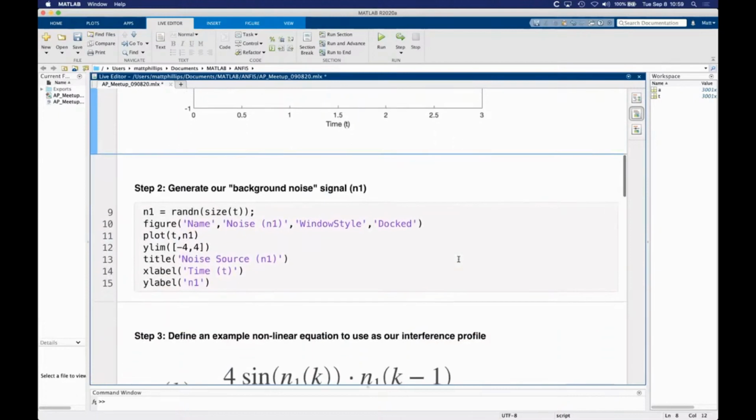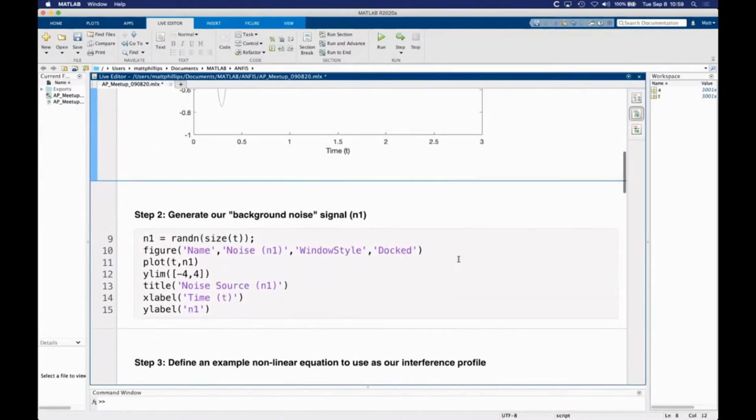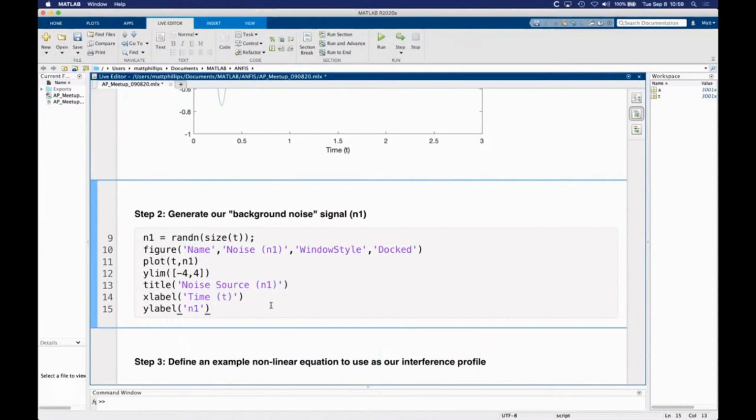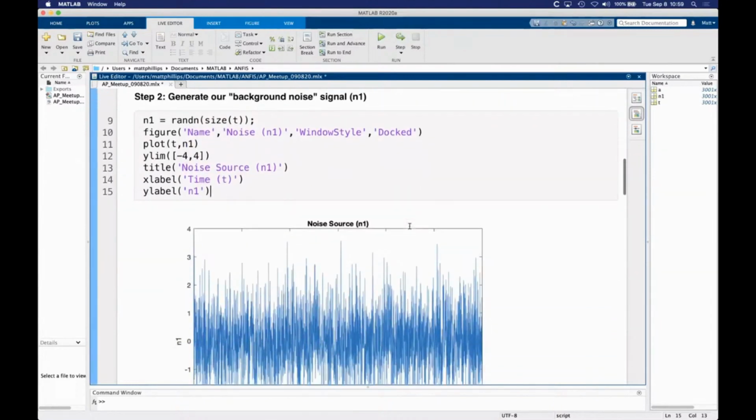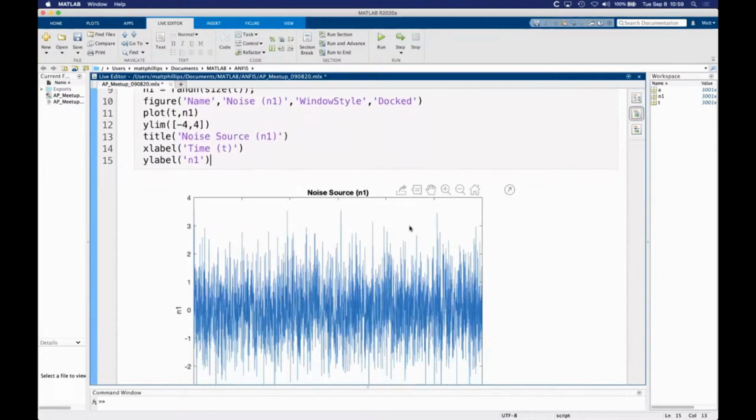And of course, because we're in the real world, we're going to need some background noise. There's always noise involved when working with signals. So in this case, we're going to generate some random noise for the duration of the signal that we have here. If we run this section, okay, we have our now lovely looking random noise signal. So what's going to be happening is we have our information signal, we have our noise source.